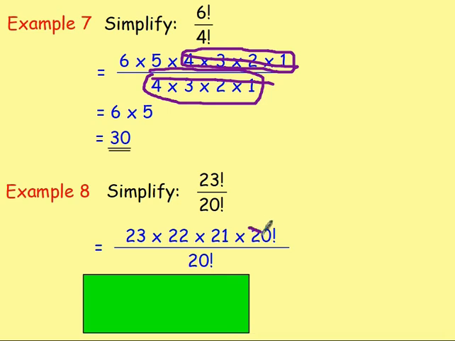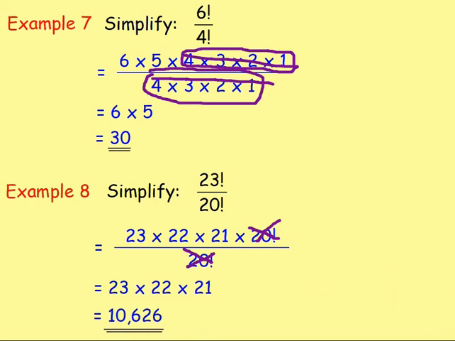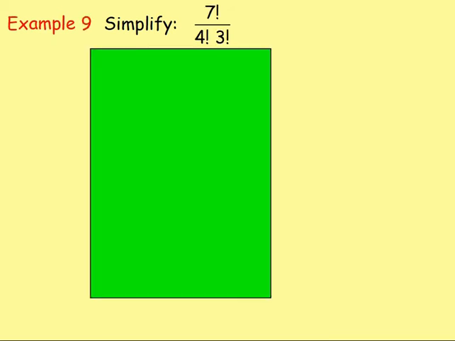Cancel! Good, we just cancel them out. Boom, boom, boom, boom. Cancel, and it leaves us with 23 times 22 times 21, which gives us, everybody knows that, 10,626. Just use your calculator.